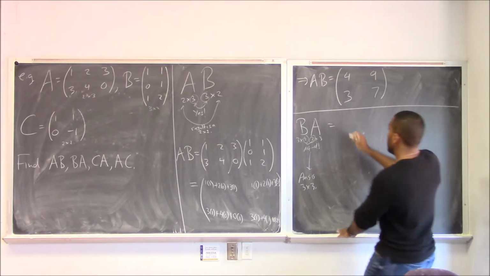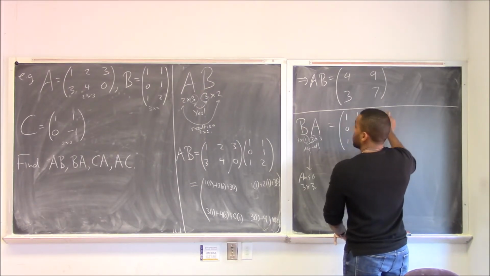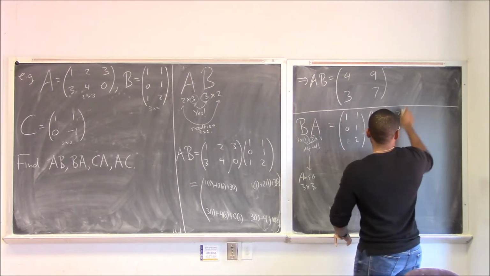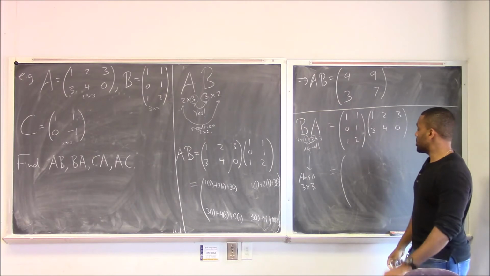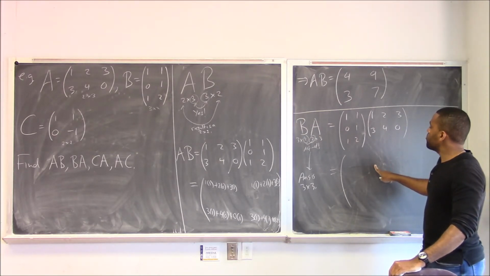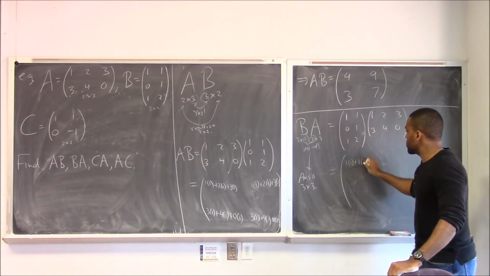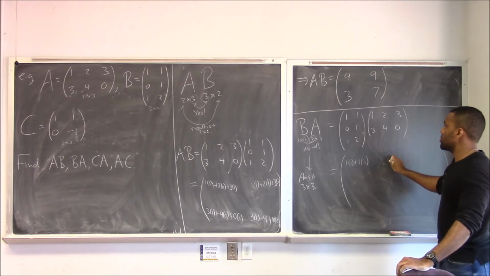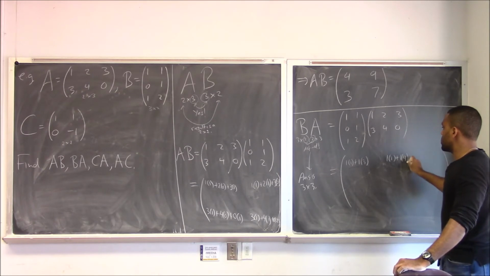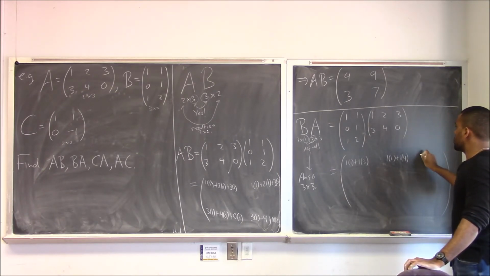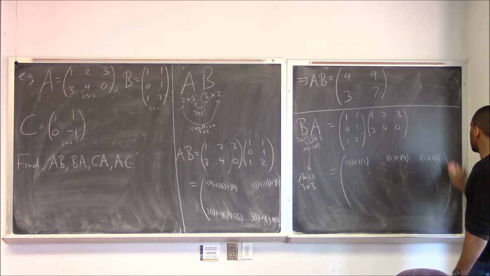Okay, so let's actually get this done. 1, 1, 0, 1, 1, 2, 1, 2, 3, 3, 4, 0. All right, go. What's the first entry here? So 1 times 1 plus 1 times 3. Here? 1 times 2 plus 1 times 2. 1 times 3 plus 1 times 4. Oh, I need more space.